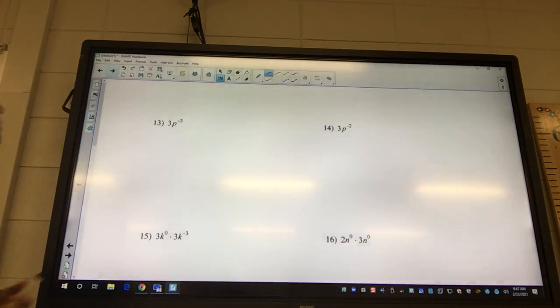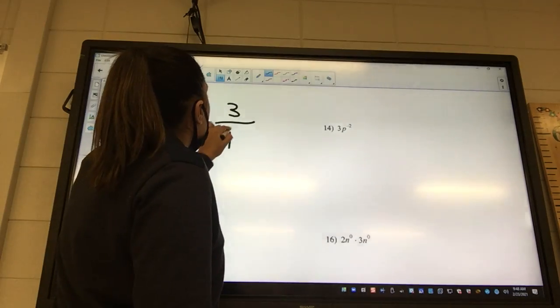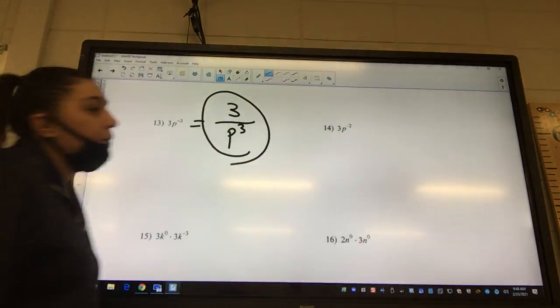Okay, look at 13. Okay, we just finished division, so we go back up to simplifying. These are ones where it just has one variable. Does the 3 need moved? No. And then the P to the 3 goes on the bottom.